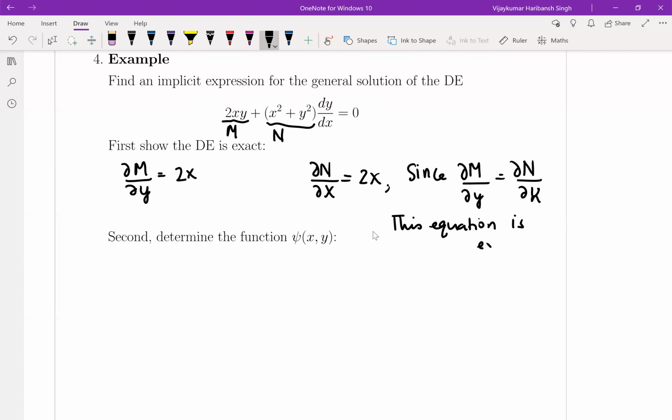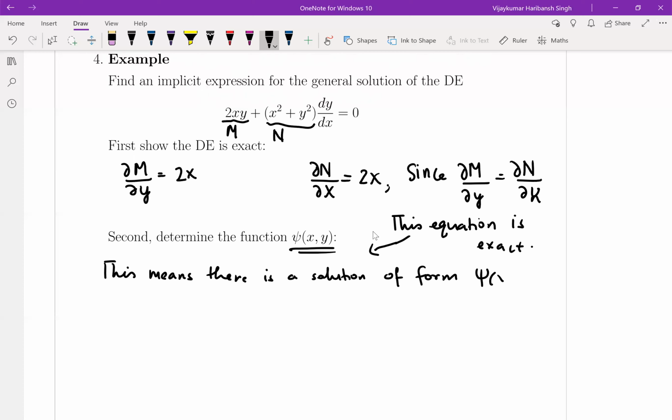Is exact. Yeah. So what does it mean? It means that there is a solution phi. So this means that there is a solution of form phi of xy equals c. Now the question is, how do you find such a phi function?